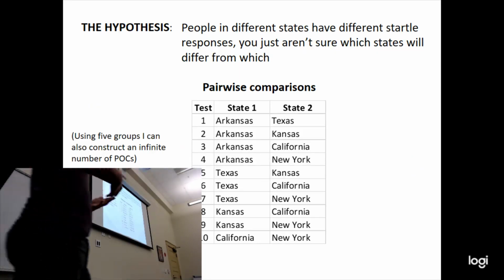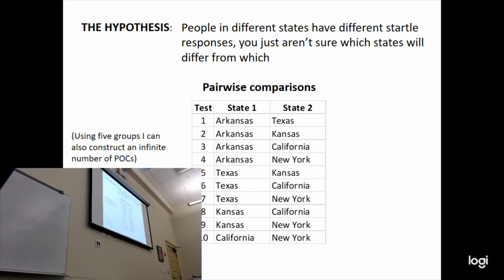So this is just laying out that point that I was making before. If I'm trying to figure out how to test this hypothesis, I have specifically 10 different pairwise comparisons that I could choose from. And you can imagine if I had, say, 6 states, it would be an even larger number. This will increase combinatorically as you add in extra groups.